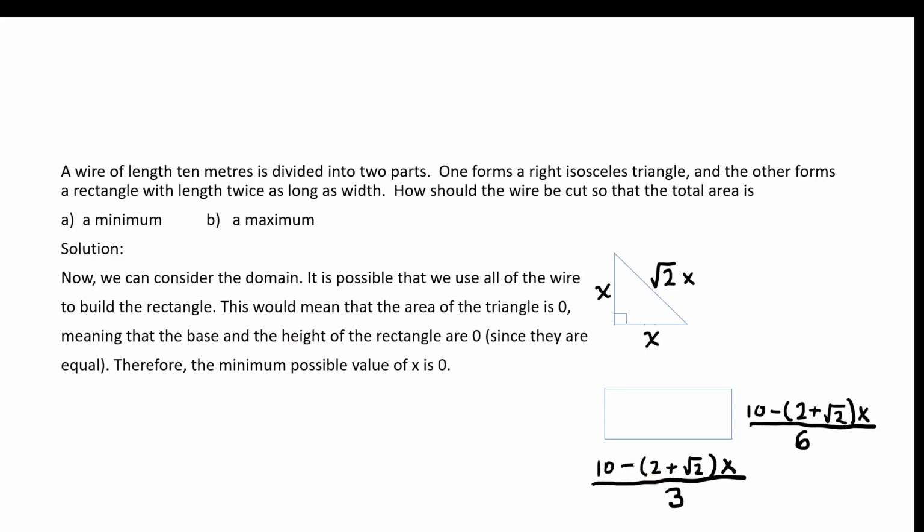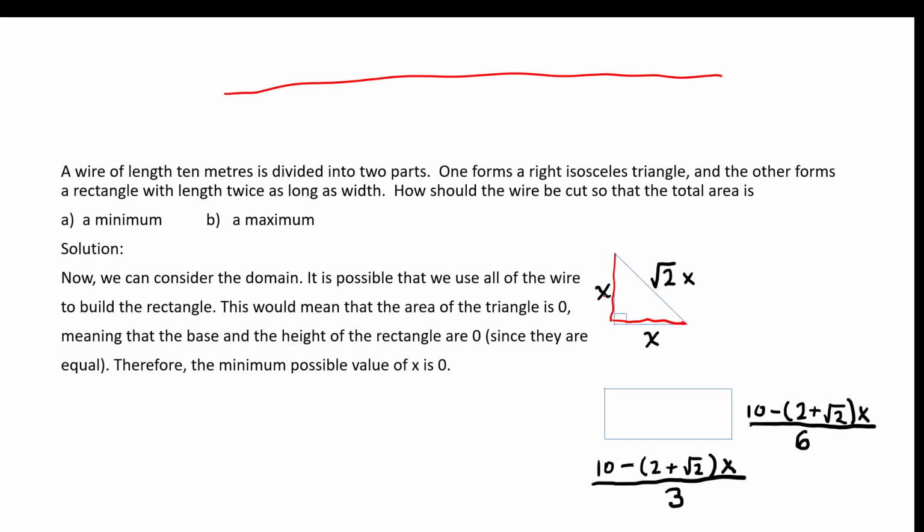Okay, now let's consider the domain. It's possible, think about this, we have a wire and it's 10 meters long. It's possible we used it all to build the rectangle, and that would mean the area of the triangle was 0. And if the area of the triangle was 0, that would mean that each of these x values was also 0.